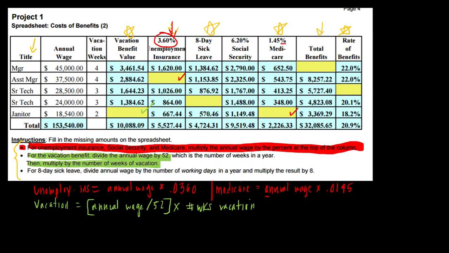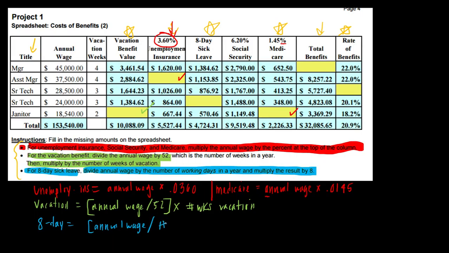Next we come to, let's see here, 8-day sick leave. So for 8-day sick leave, divide annual wage by the number of working days in a year and multiply the result by 8. So for 8-day sick leave, we take the annual wage, divide by number of working days. Doing this will convert annual wage into daily wage. Then we multiply by 8 because there are 8 days worth of sick leave.